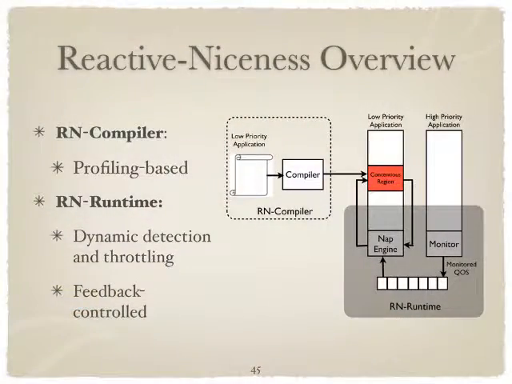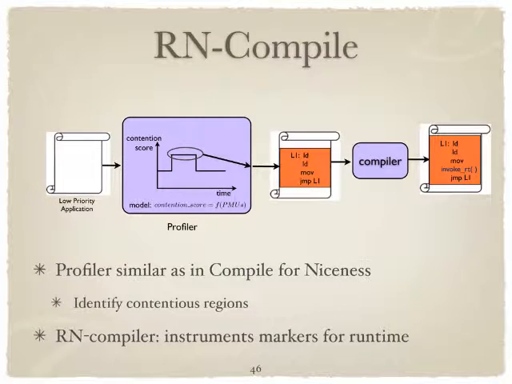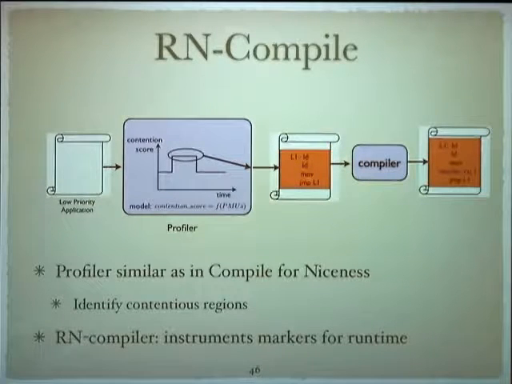All right, so the overview of this technique, we have the compiler that basically is profiling based and identifies the contentious regions and instruments mockups to actually invoke the runtime system. We also have the runtime system that is tasked with monitoring the QoS, detecting contention, and feedback control to actually control how much throttling down and how much nice you want this low priority application to be. So the compiler here is really similar to the compiling for niceness. We use the same profiler to actually identify the contentious code regions, but instead of actually inserting no-ops or paddings, we insert a mockup to actually invoke the runtime.